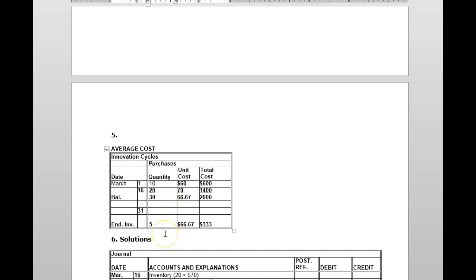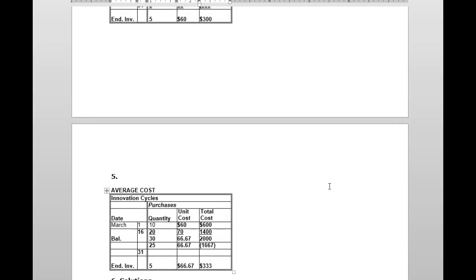I'm not worrying about first in, first out, last in, first out. I already have the unit cost right here. So you have 25 times 66.67, and then that's deducted from the inventory. And I think that total is 1,667. And that becomes your cost of goods sold, and your inventory is 330.